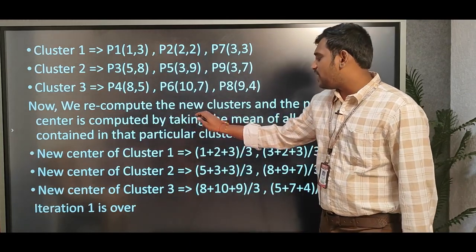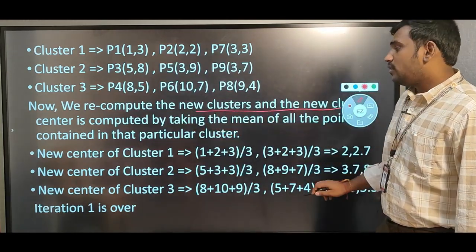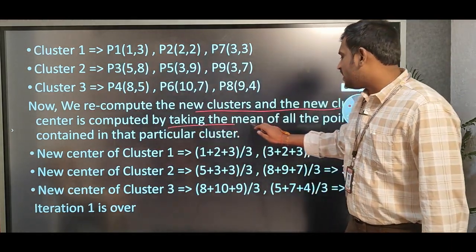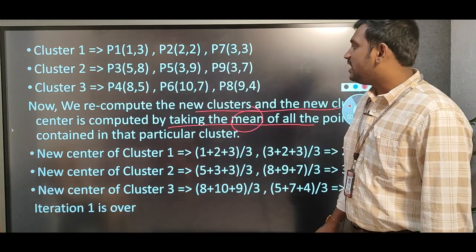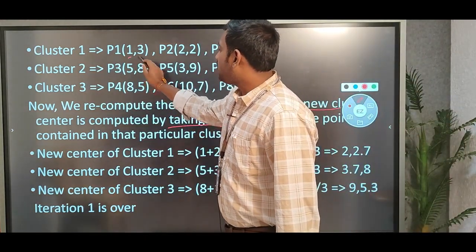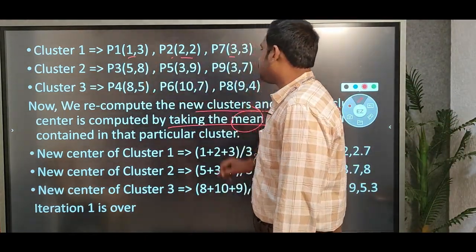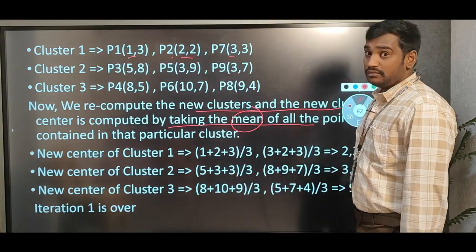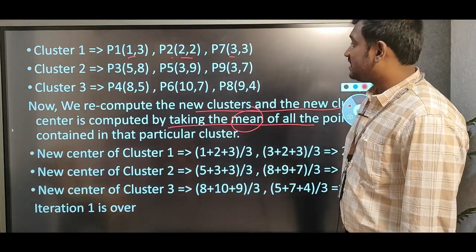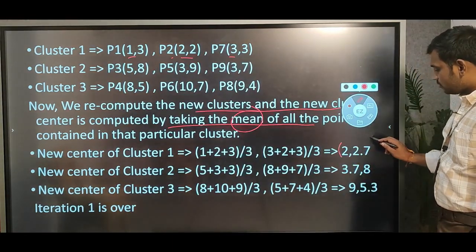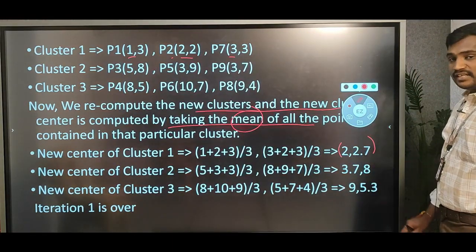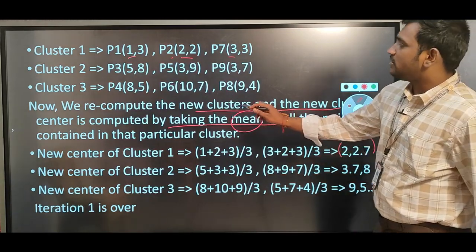Now we recompute the new clusters, and the center is computed by taking the mean. So you have to calculate the mean for all of these. How to calculate the mean? 1 plus 2 plus 7. How much? 1 plus 2 is 3, 3 plus 3 is 6. 6 by 3 is equal to 2. So it is the new centroid value, 2 comma 2.7. Similarly for 3 plus 2.